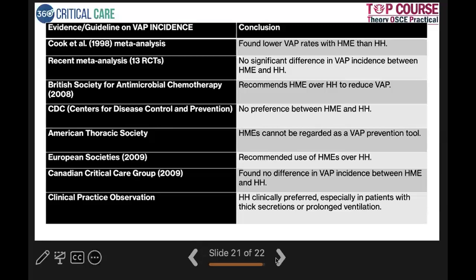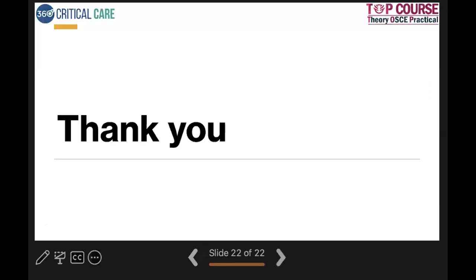Most of the evidence says both are equal, the incidence of VAP does not vary with whatever humidifier you use, but heated humidifiers are more preferable because they act with better temperature control, better absolute humidity, and better relative humidity. Okay, so prefer a heated humidifier over the HME, but practically, if it is a shorter stay, HME, long stay, then heated humidifier. Okay. So this completes our humidification class.